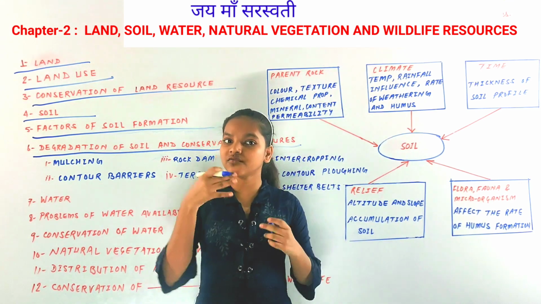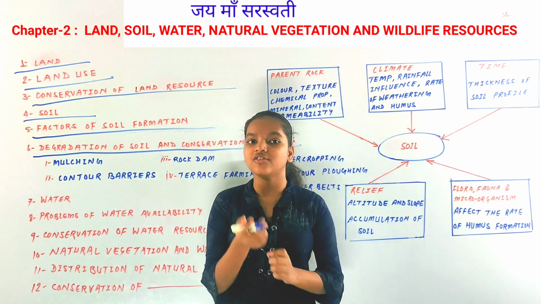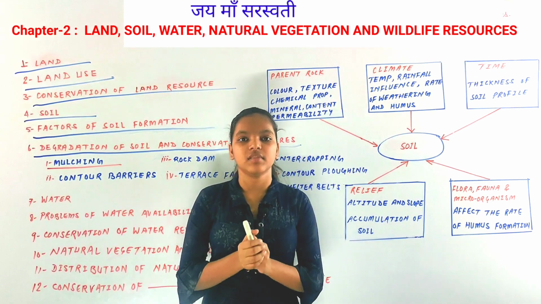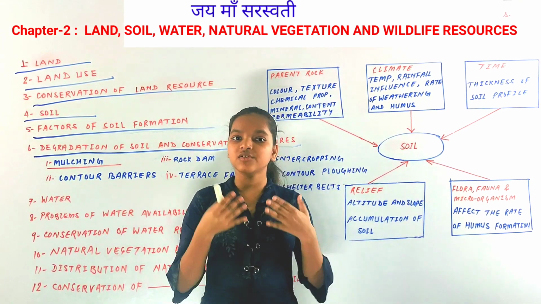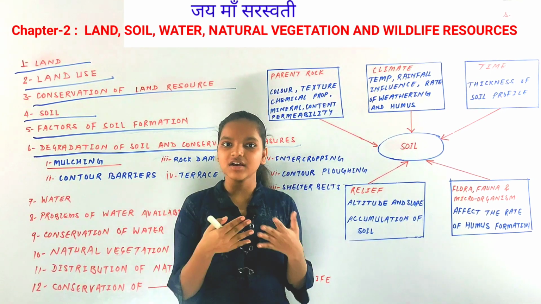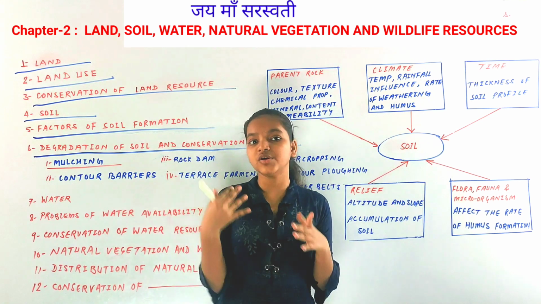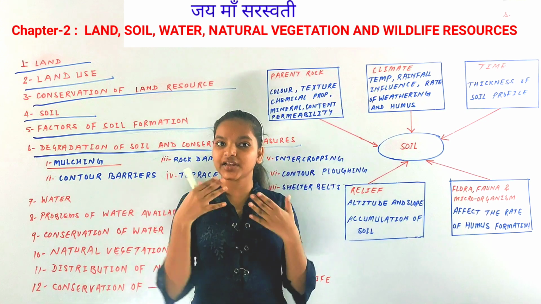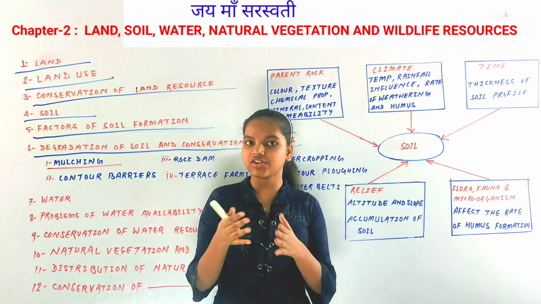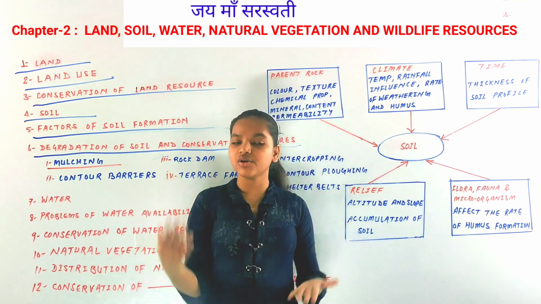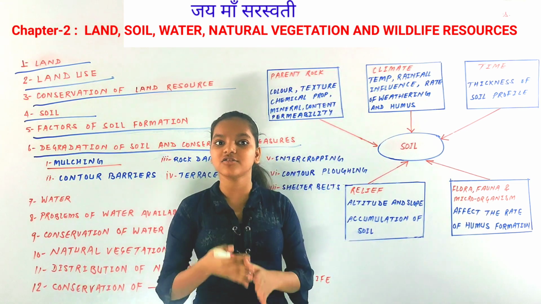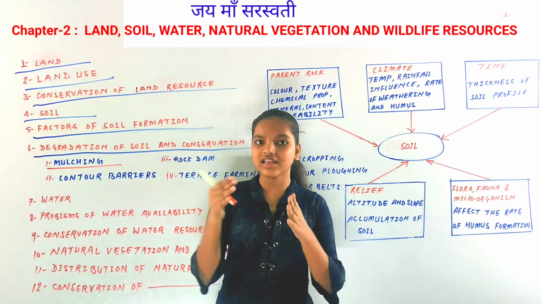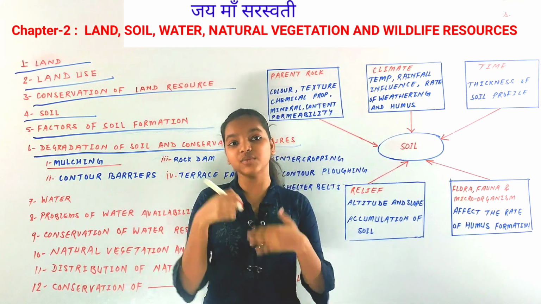So there are conservation measures for the soil, and the first is mulching. Mulching is one of the methods to conserve the soil. In mulching, the bare ground between plants is covered with a material like straw or any other material. We cover the bare ground between plants with any material like soil, like straw. There are many materials. So that is mulching.